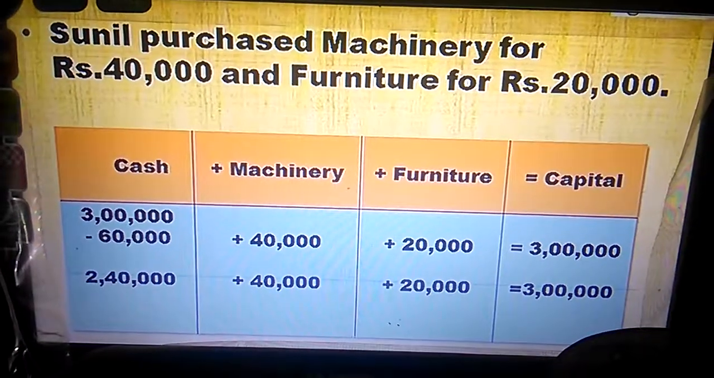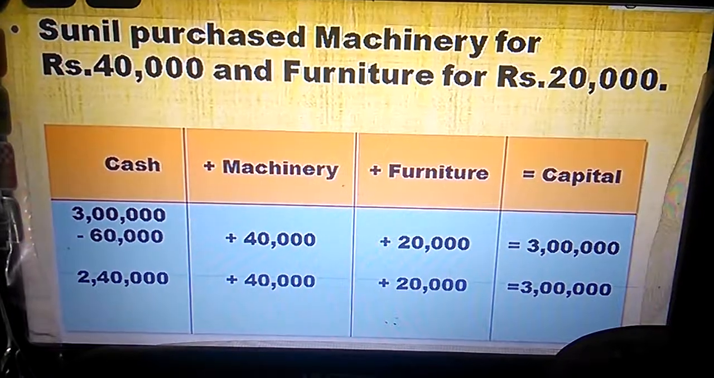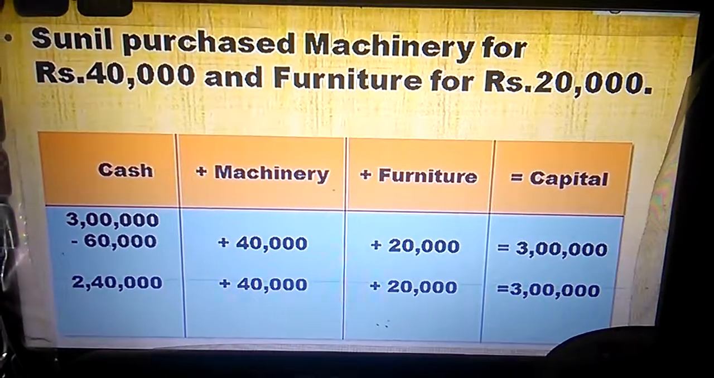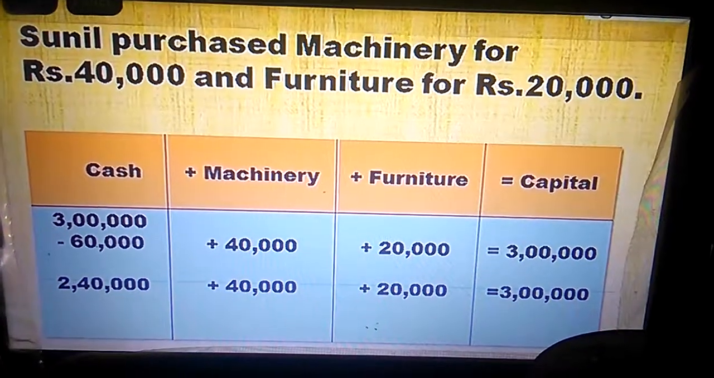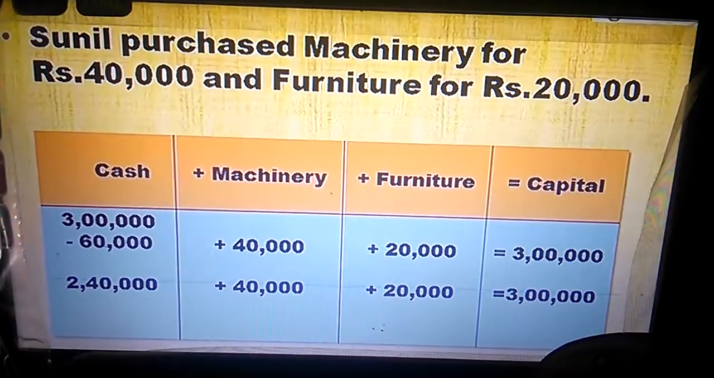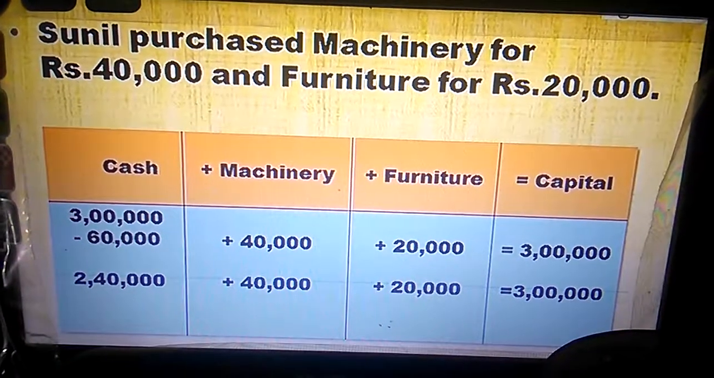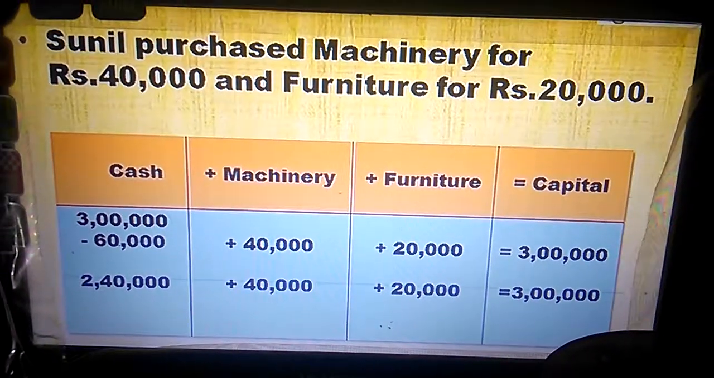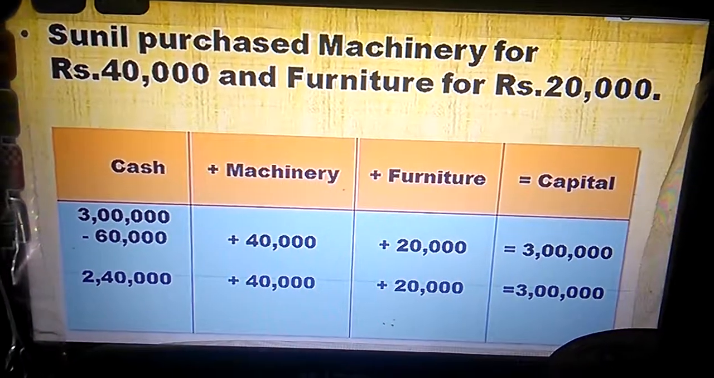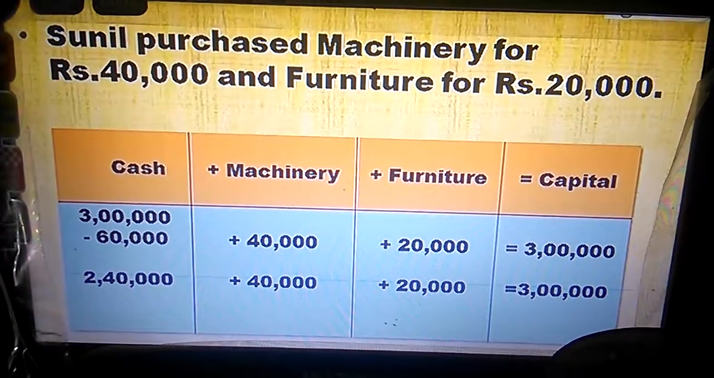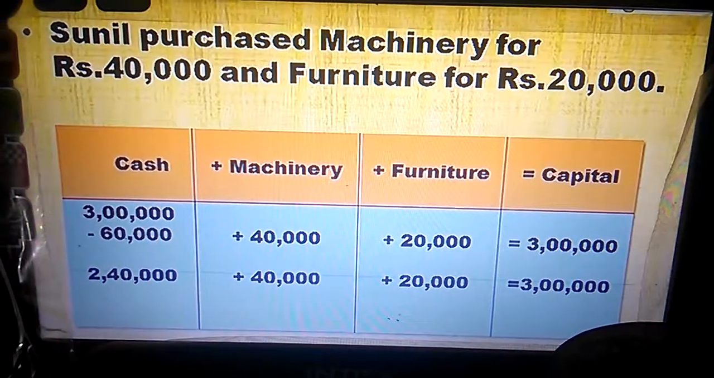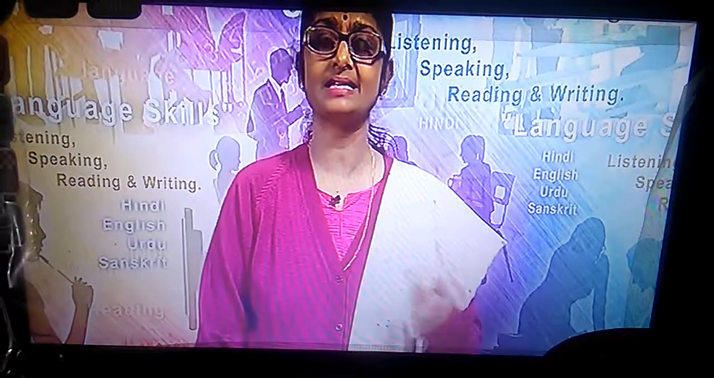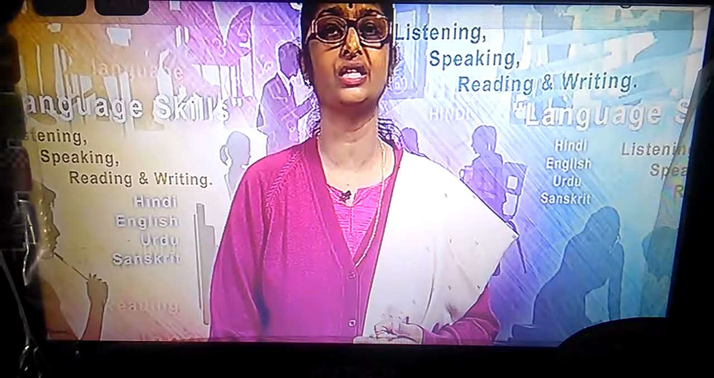So, how much cash is going from the business? 40 plus 20, 60,000 cash is going from the business. So, cash is deducted by rupees 60,000. After deducting the cash, the accounting equation will be like this. 3 lakh minus 60,000 as cash, that is 2,40,000 cash, 40,000 machinery, furniture 20,000. So, that will come to 3 lakh on the asset side, and on the liability side also we have 3 lakh. So, the accounting equation is satisfied.